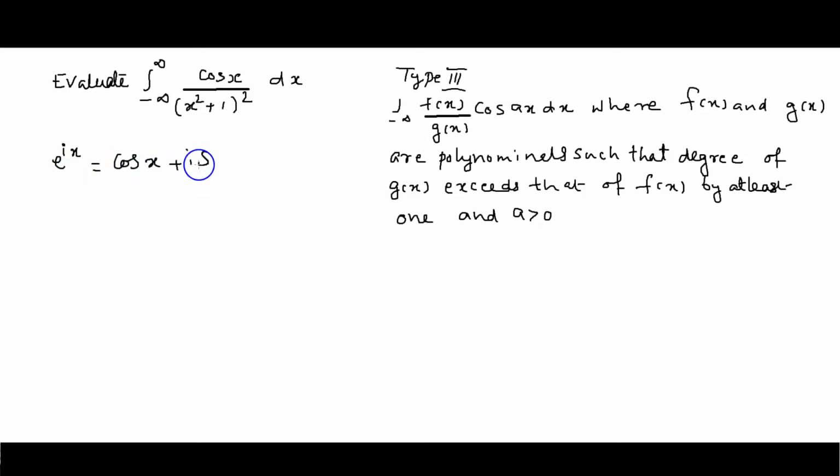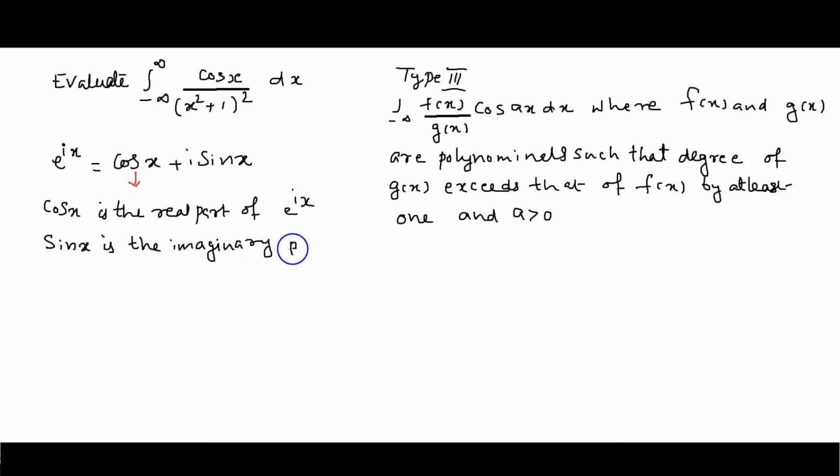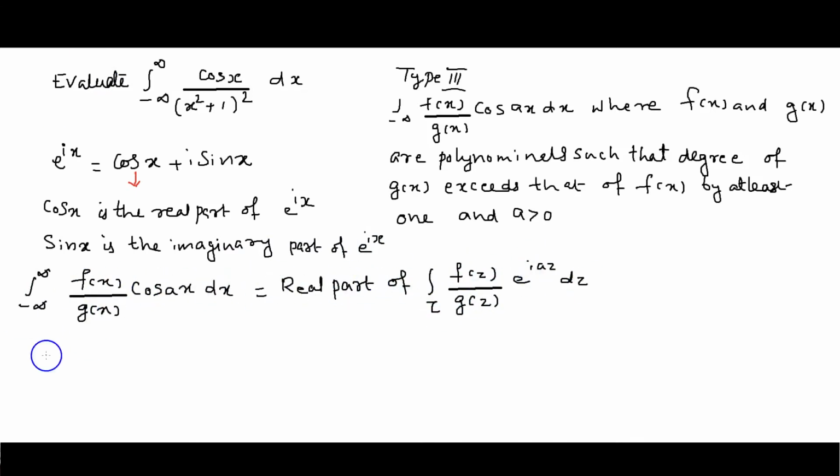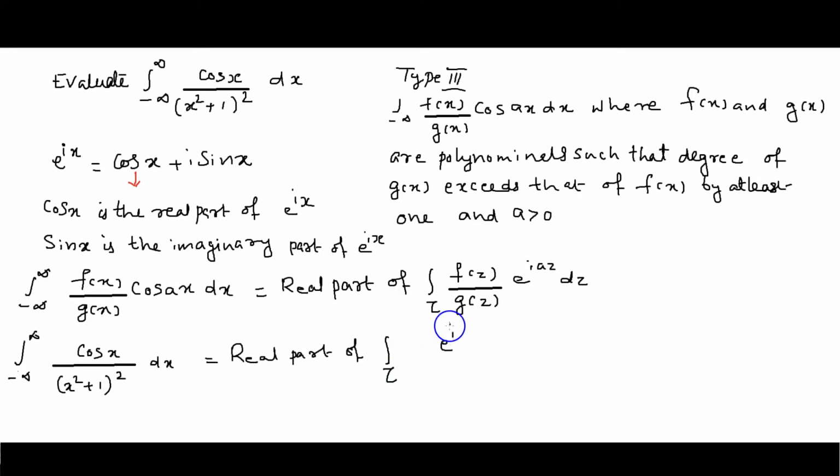We know that e raised to ix equals cos x plus i sin x. Cos x is the real part of e raised to ix and sin x is the imaginary part of e raised to ix. The integral from minus infinity to infinity of cos x by (x square plus 1) the whole square dx is the real part of the integral of e raised to iz by (z square plus 1) the whole square.